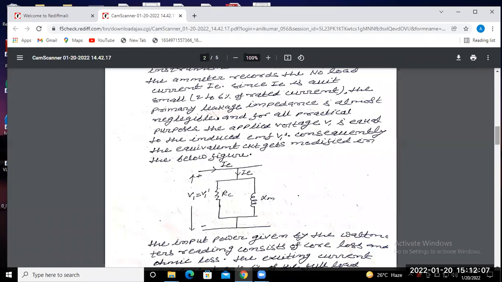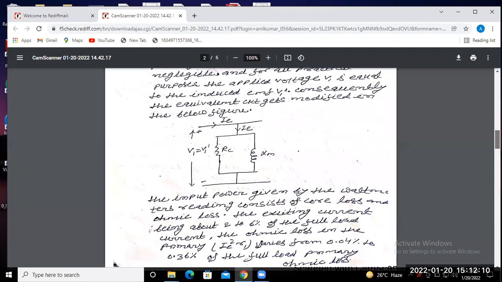So we consider that the input power given by the wattmeter reading consists of core loss and ohmic loss. So ohmic loss is neglected due to the very small no load current compared to the full load current. Okay.